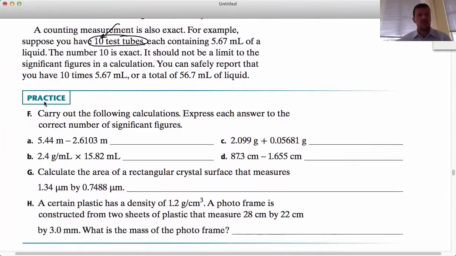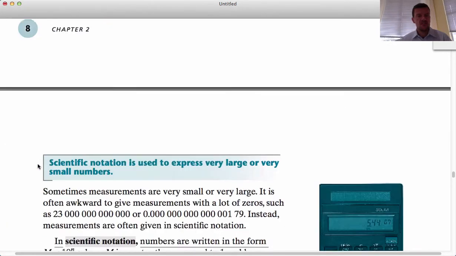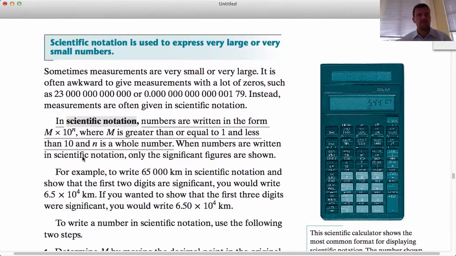Go ahead and do these practice problems here. Practice those, and you can check them when I send you the answers.